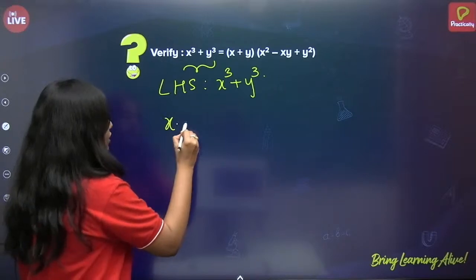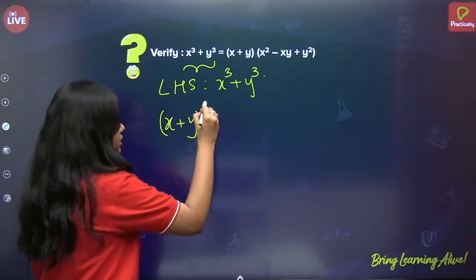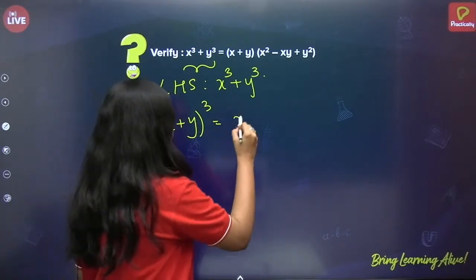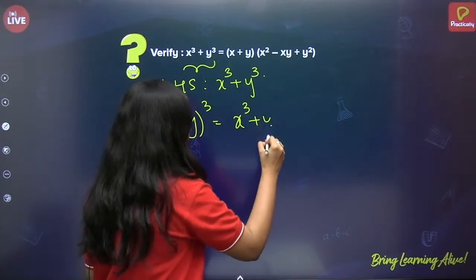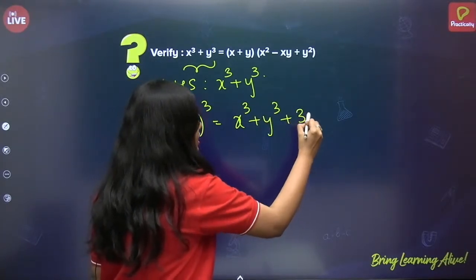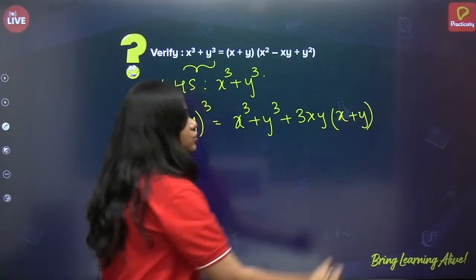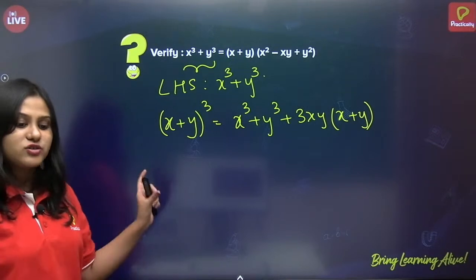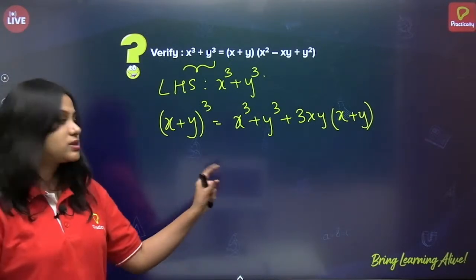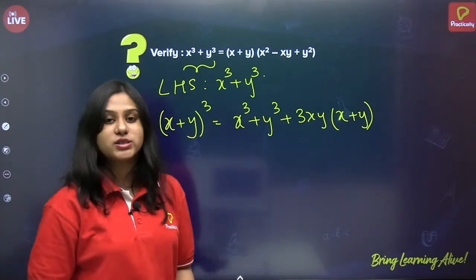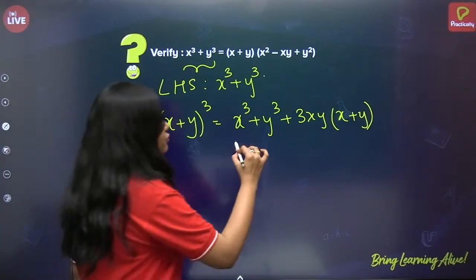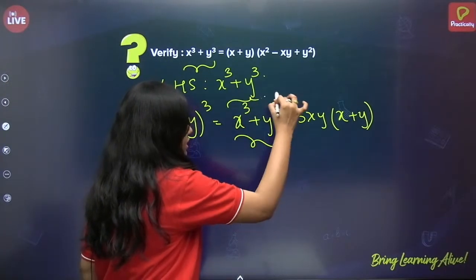So x plus y whole cube is equal to x cube plus y cube plus 3xy of x plus y, correct? We have just studied this identity. I have just written it. x plus y whole cube is equal to x cube plus y cube plus 3xy of x plus y. Now what do I need? This is the thing I need, correct?